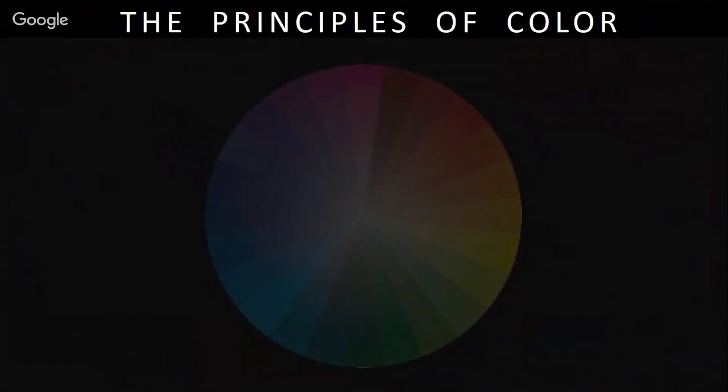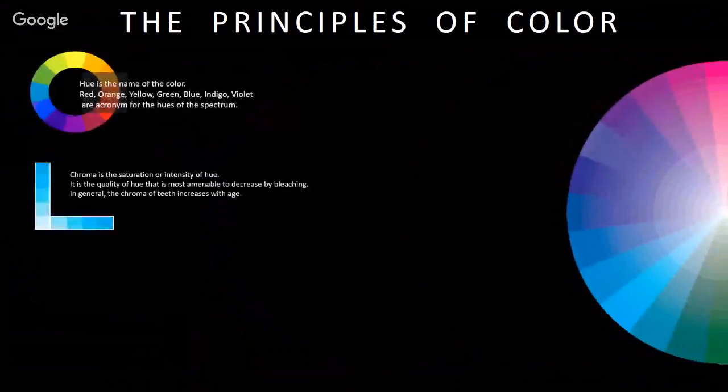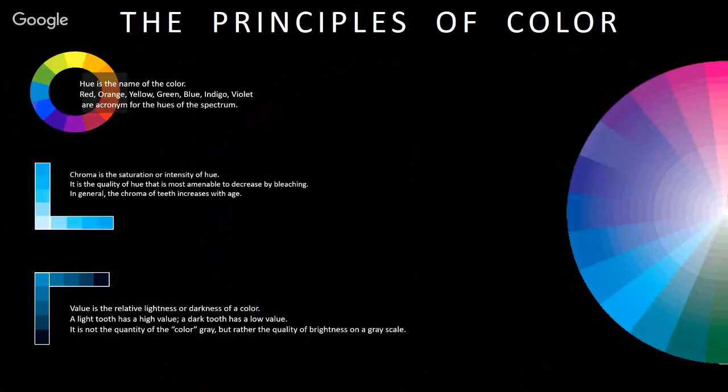So let's talk about the color very quickly. First of all, the hue. Hue is just the name of the color: red, orange, yellow. And chroma is the saturation or the intensity of the hue. It's what actually changes during bleaching. And chroma is a characteristic of the dentin in particular. Value is about the lightness or the darkness of the color, and is a characteristic in particular of the enamel.